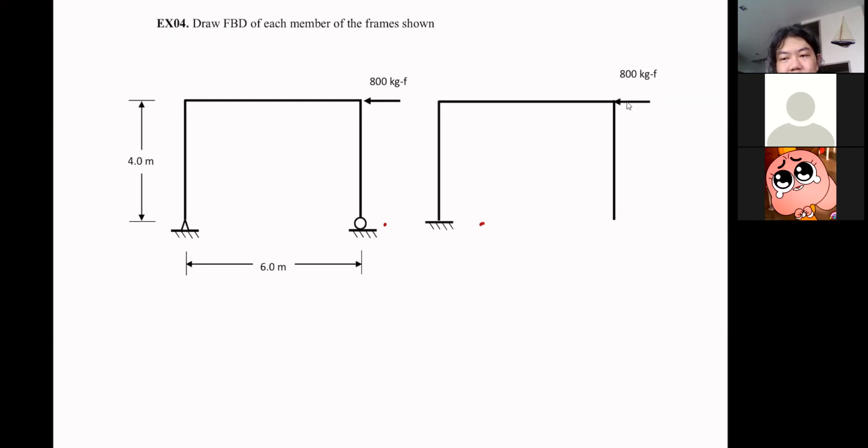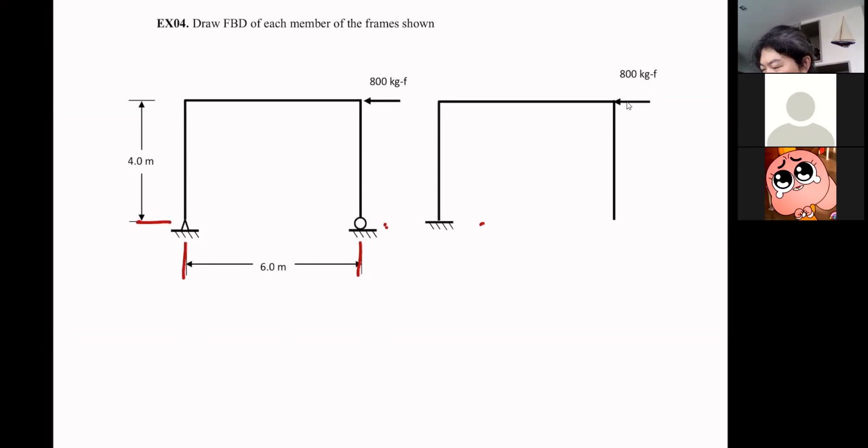So the problem with the frames, generally we'll deal with more than 3 reactions. But let's say we go for the basics first. Okay, so in this case, you know that you have the reactions like this. You have one here, you have one here, and this is a roller, so you don't have the horizontal reaction there, you only have it here.